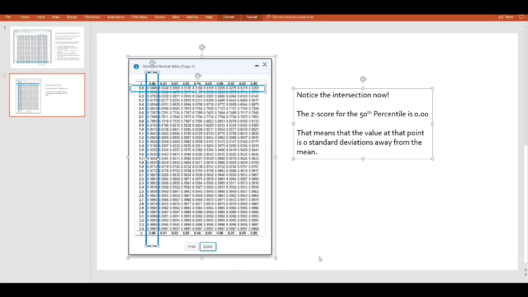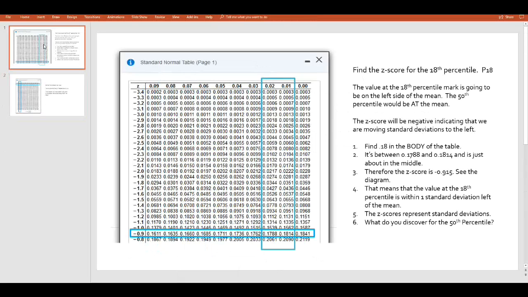Hello everyone. I'm getting a lot of questions about percentiles, so I want to talk to you a little bit about that. For instance, suppose I'm asked to find the z-score for the 18th percentile, and I think the notation our author is using is P sub 18. What that means is we're looking for the location of the 18th percentile mark on the standard normal curve.